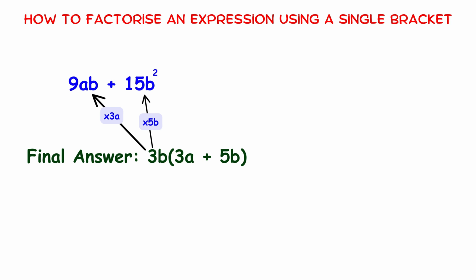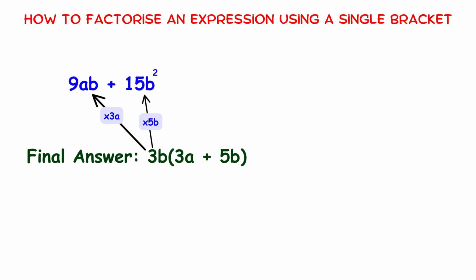Next, we place this 3b on the outside of some empty brackets, and to figure out what's going to go inside the bracket, we need to work out what 3b has to be multiplied by to make 9ab and 15b squared. To make 9ab, we're going to have to times it by 3a, so we write 3a inside our brackets, and to make 15b squared, we need to multiply it by 5b, so we also have to put a plus 5b in our bracket as well, giving us a final answer of 3b brackets 3a plus 5b.